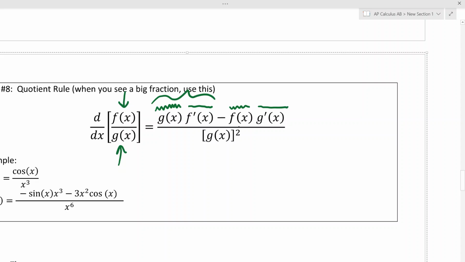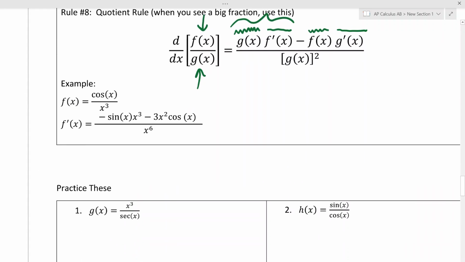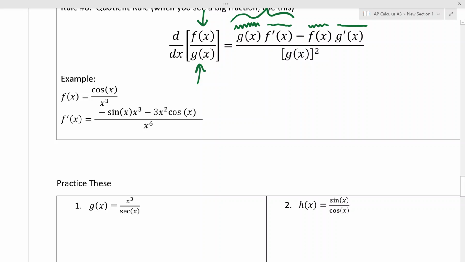The reason this squared is happening here is technically because that g of x is to the negative first power. So the power rule's happening in there as well. If I showed you all the pieces coming together, lordy, lordy. Okay, so here's my example of that, and then I want you to try those two down the bottom, and we'll go over those.